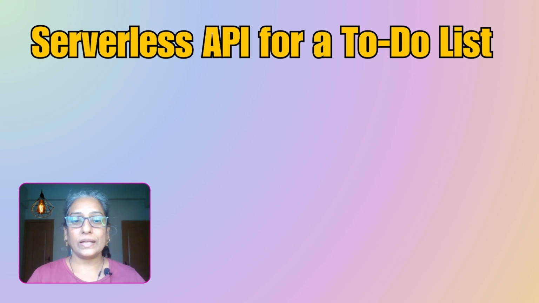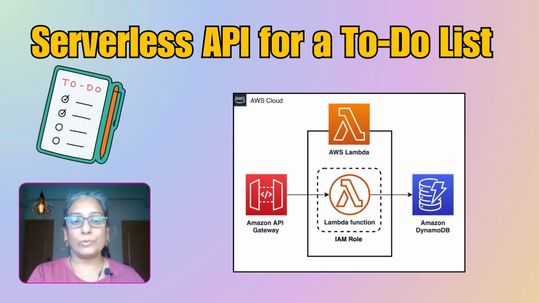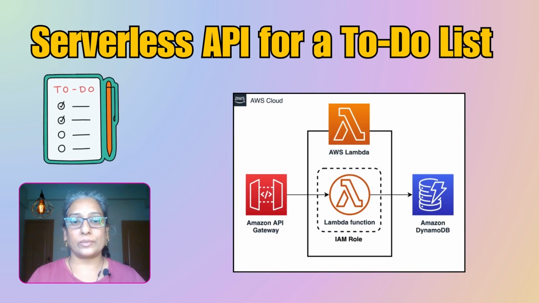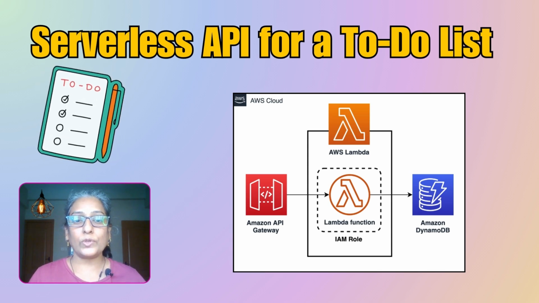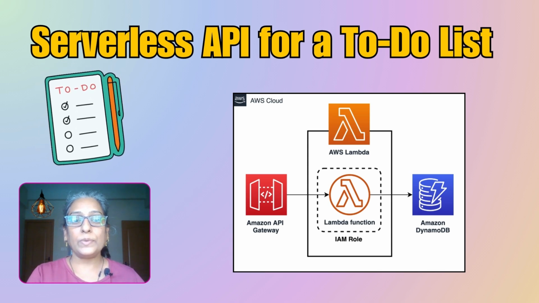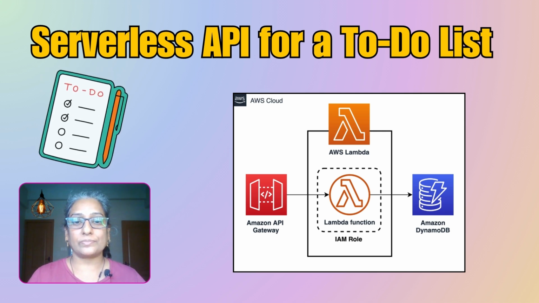For example, consider a simple to-do list API using AWS Lambda and API Gateway. AWS Lambda is a serverless compute service, and API Gateway is a service for creating and publishing APIs.